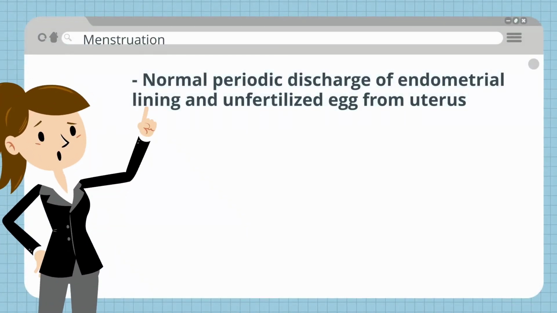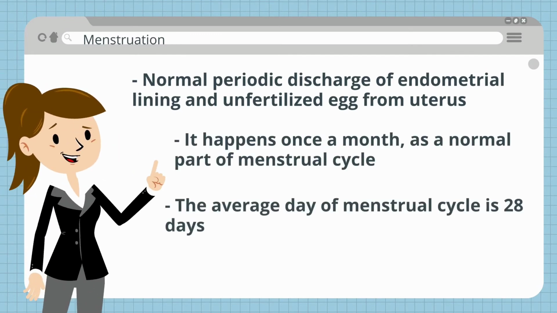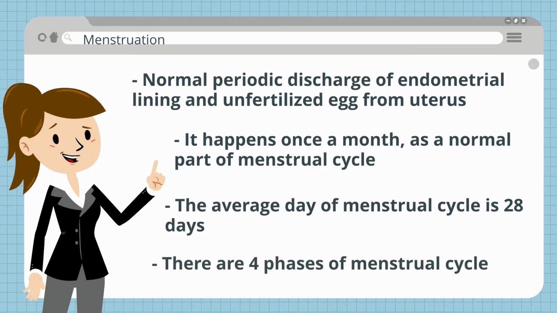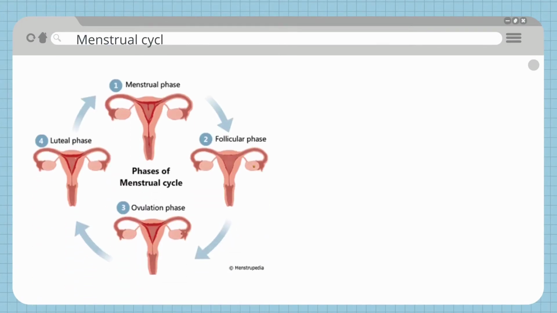Menstruation is a normal periodic discharge of endometrial lining and unfertilized egg from the uterus. It happens once a month. The average length of the menstrual cycle is 28 days. There are 4 phases of the menstrual cycle. The 4 phases are menstrual phase, follicular phase, ovulation phase, and luteal phase.